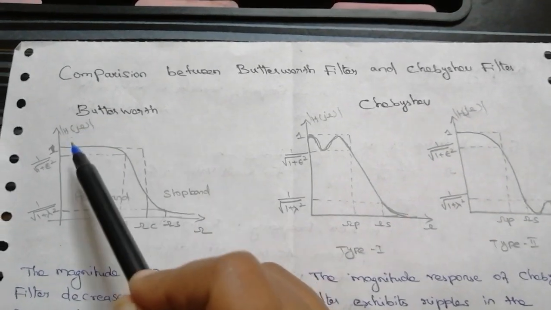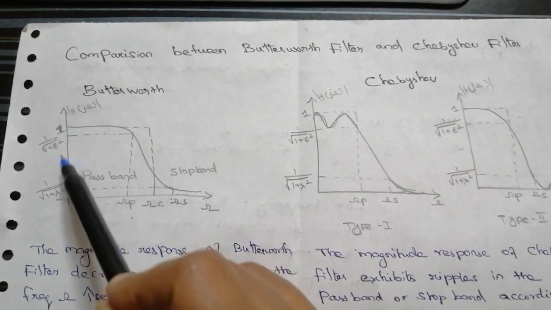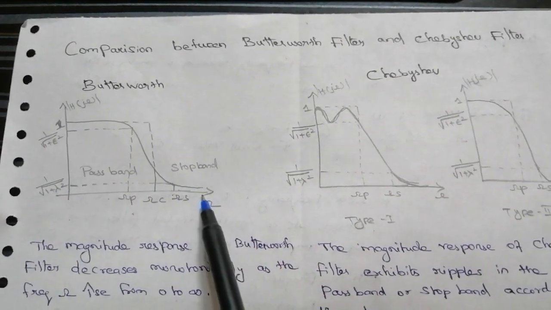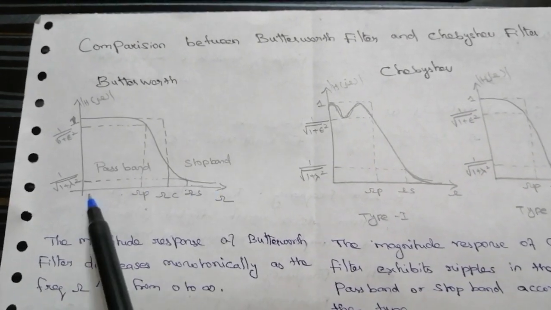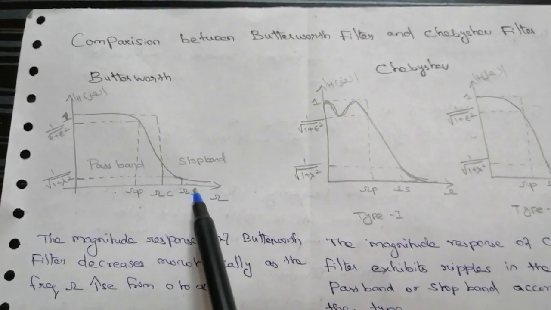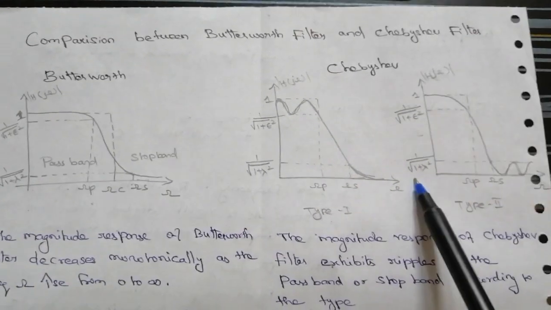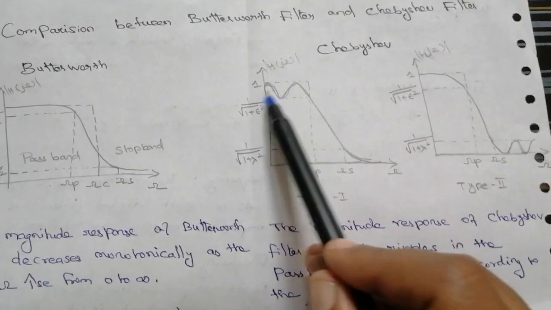of a Butterworth filter decreases monotonically from here to here, as frequency increases from 0 to infinity. So this is the frequency; it increases from 0 to infinity, and the response curve decreases. Whereas in the Chebyshev filter, the magnitude response exhibits ripples.